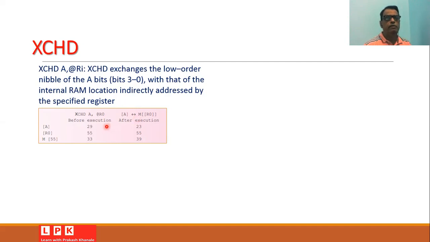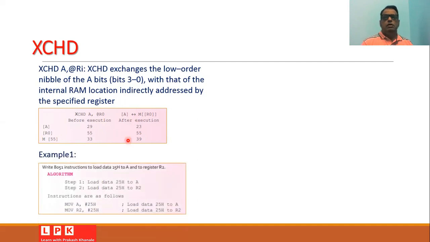Say for example, if A has 29, R0 has 55 and the content of 55 is 33, then after the execution of this instruction, observe that the content of A becomes 23, and the content of R0 will remain 55, and the content of memory location 55 will become 39. So only half the part will be exchanged. So these are the different data transfer instructions.